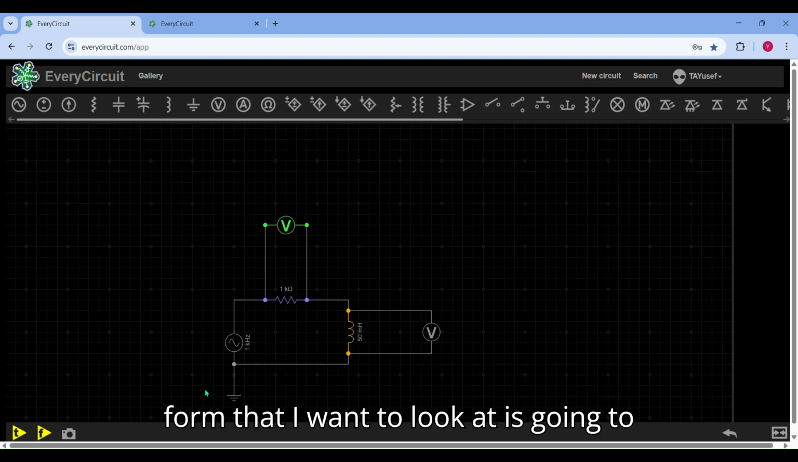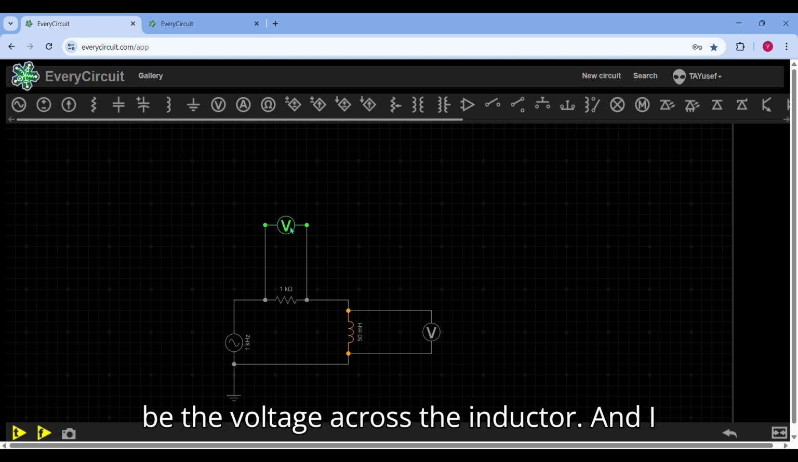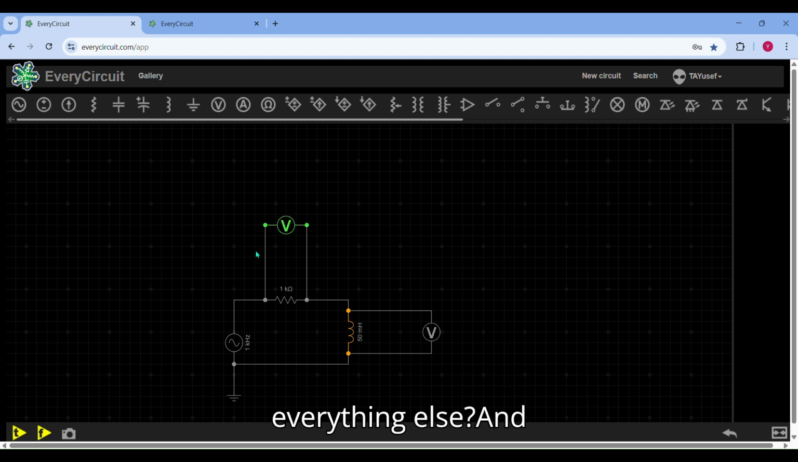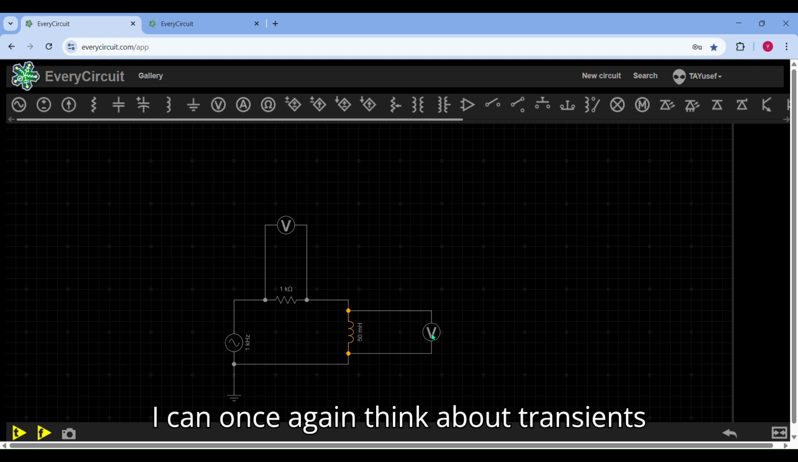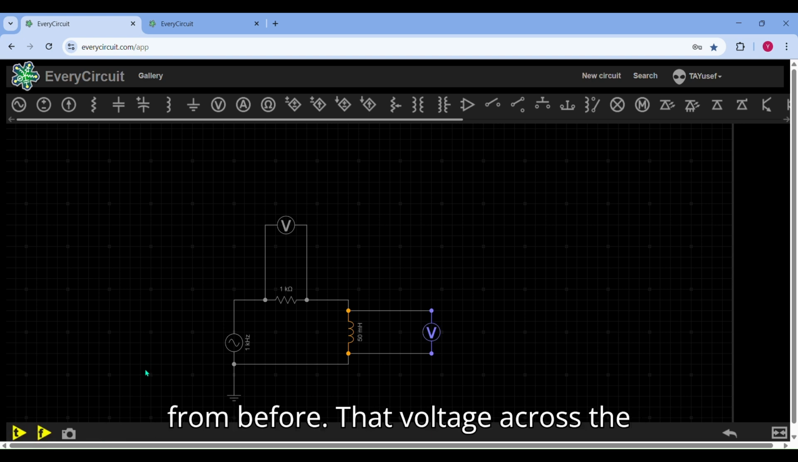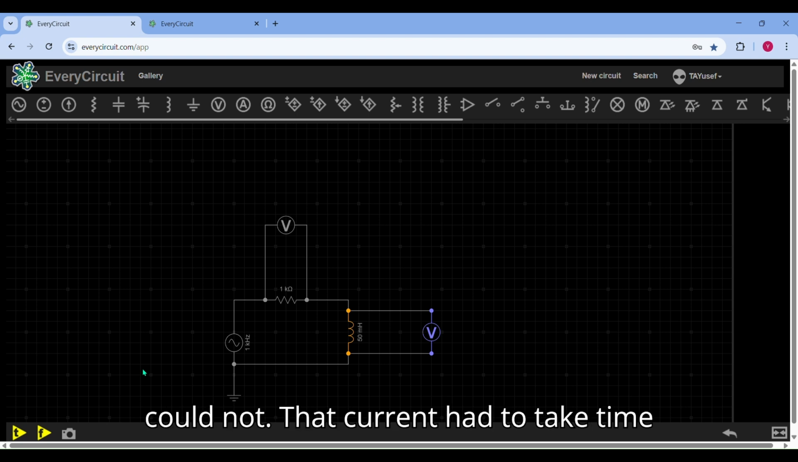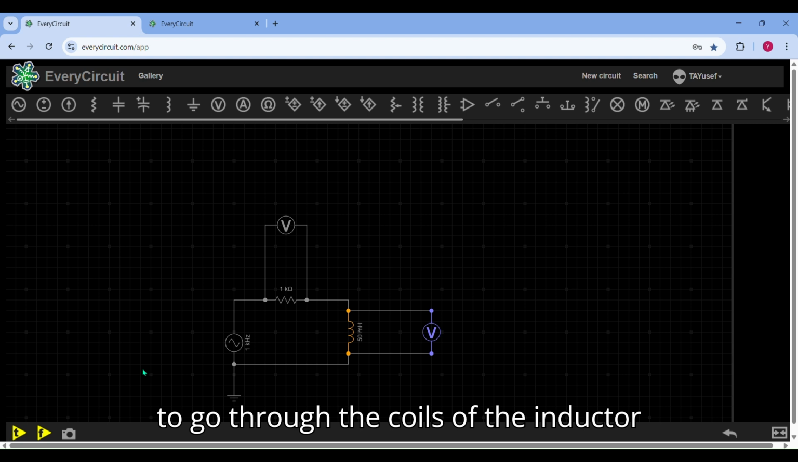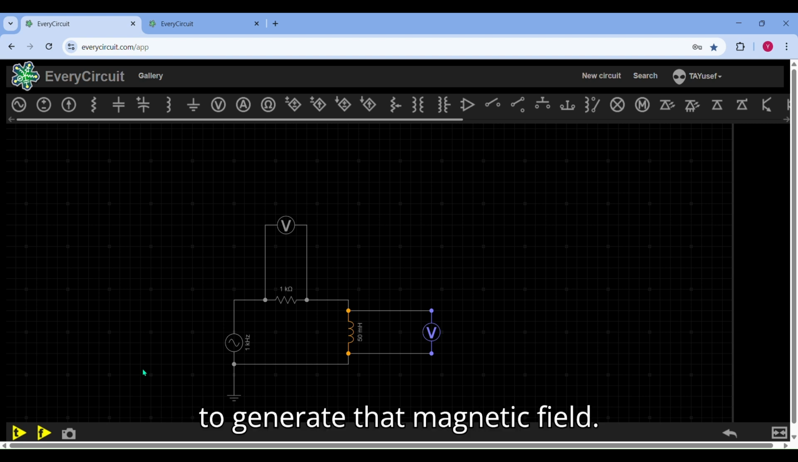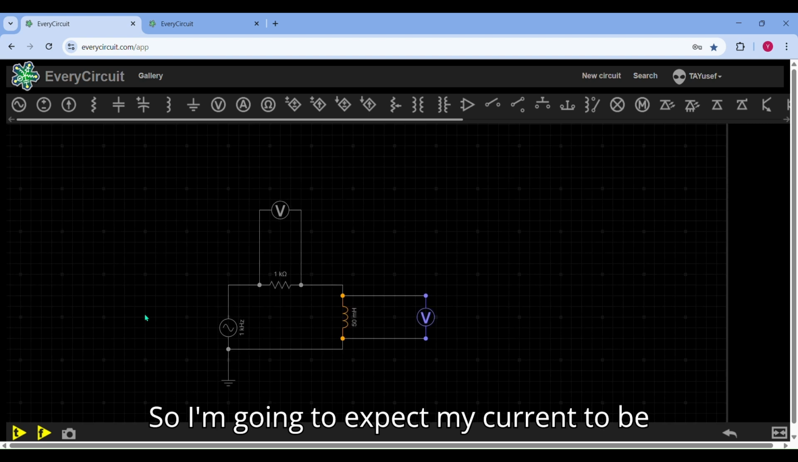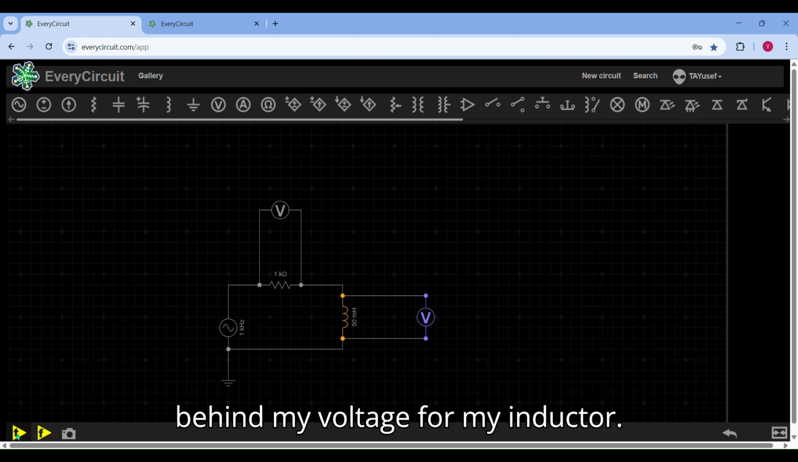And now the last form that I want to look at is going to be the voltage across the inductor. And I want to see, is that in phase with everything else? And I can once again think about transients from before. That voltage across the inductor could spike, but that current could not. That current had to take time to go through the coils of the inductor to generate that magnetic field. So I'm going to expect my current to be behind my voltage for my inductor.